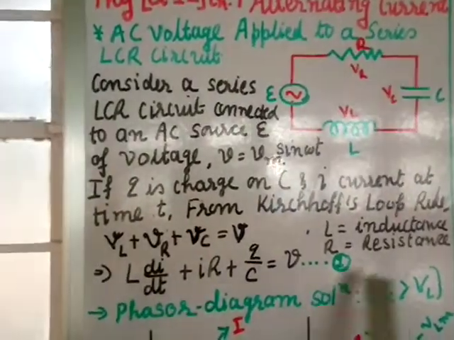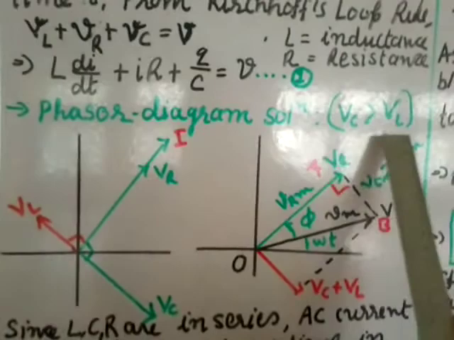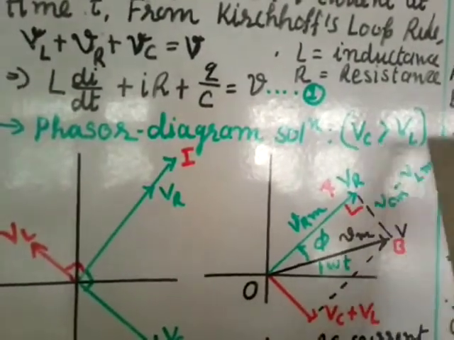We are going to solve this by two methods. One is the phasor diagram solution, the other one is the analytic solution. So let us take the phasor diagram first. Here we consider that VC is greater than VL.